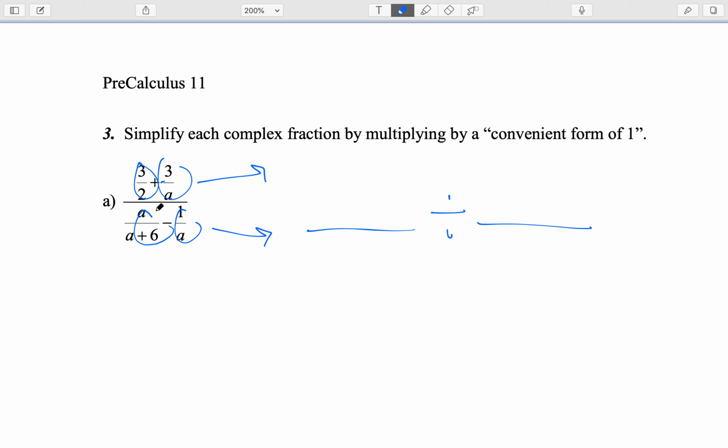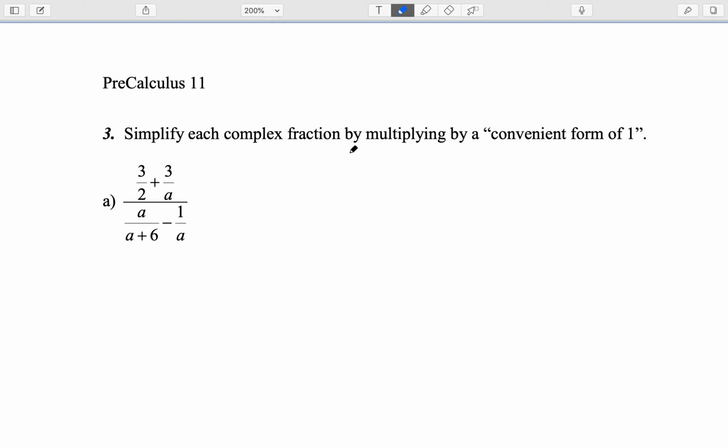I'm going to do it as a whole bunch of steps. You could do that. But you can see I've got to get a common denominator of 2a. Here I've got to get a denominator of a times a plus 6. That's going to be a lot of steps. I could do that. I'm going to show you a shortcut. It's kind of cheating, and it's awesome, and it works. We're going to do this next year again in 12 too, but we're going to be doing it with trig functions.